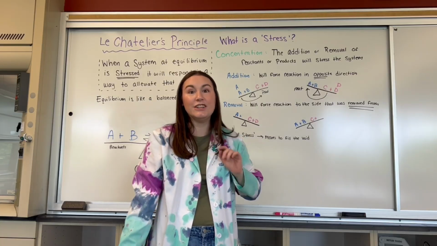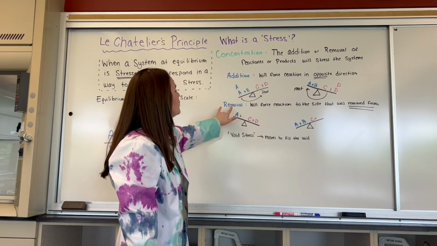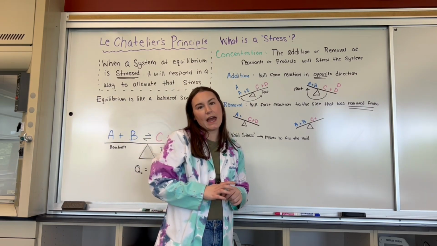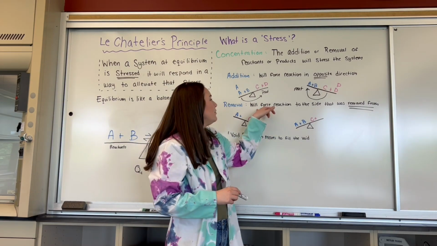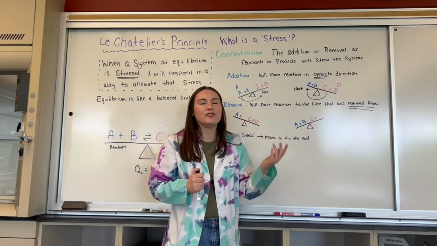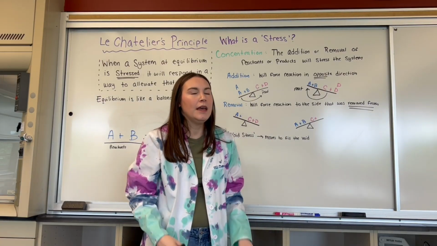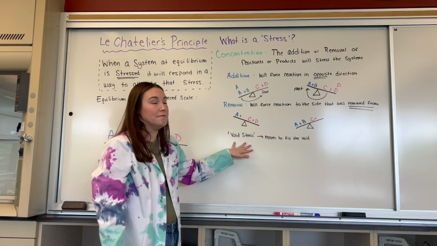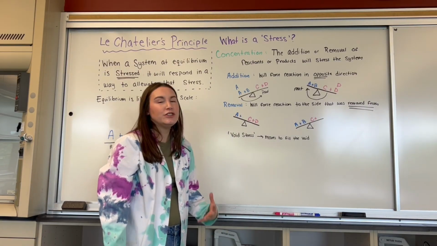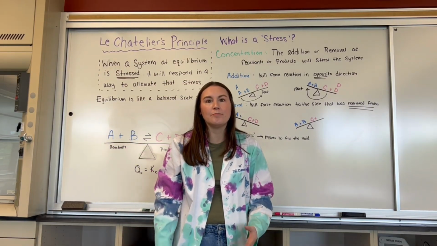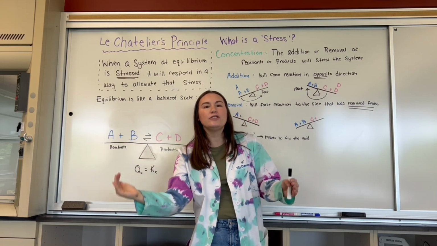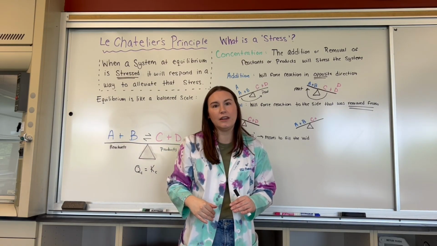Okay, so that's the addition. The removal is a little bit different. If I remove a reactant or a product, it will force the reaction to the side where that reactant or product was removed from. This is more commonly referred to as a void stress. It's almost like creating a hole, okay? And what we want to do is we want to fill that void back up, because if I remove a product or reactant completely, it can't be there to do its opposite reaction, okay?